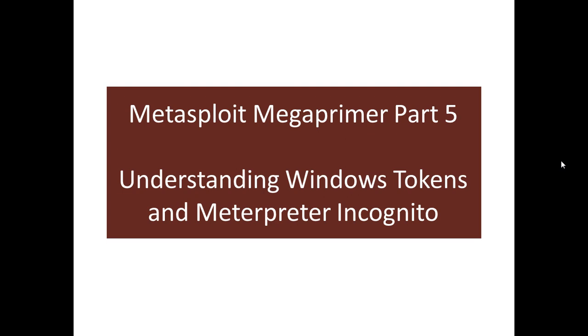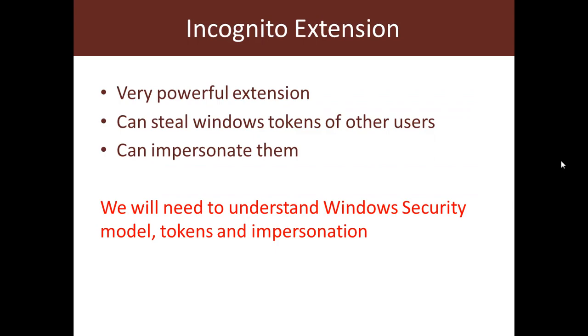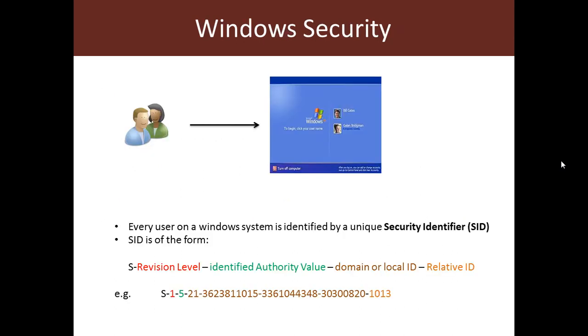In this video, we will try and understand more about Windows security, Windows tokens, impersonation, etc. And then look at how to use the Meterpreter Incognito extension. The Incognito extension is a very powerful extension and can steal Windows tokens and impersonate them. But before we get into all that, we need a quick primer about the Windows security model, tokens, impersonation, etc.